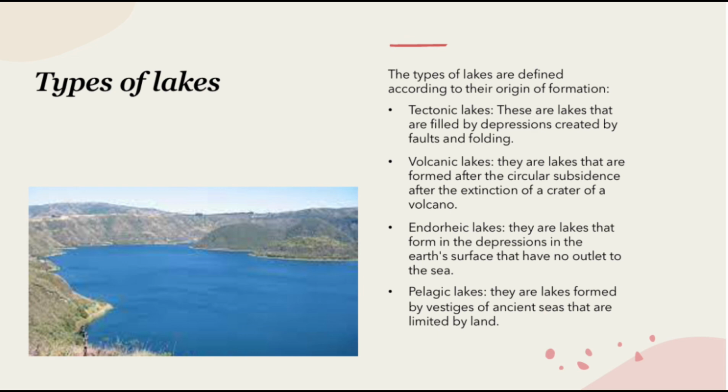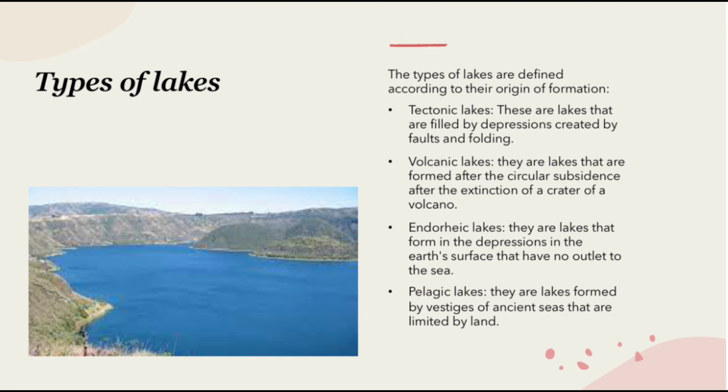Types of lakes. The types of lakes are defined according to the origin of their formation. Tectonic lakes are lakes that fill depressions created by faults and folding. Volcanic lakes are lakes that form after the circular subsidence following the extinction of a volcano's crater. Endorheic lakes are lakes that form in depressions in the earth's surface that have no outlet to the sea.